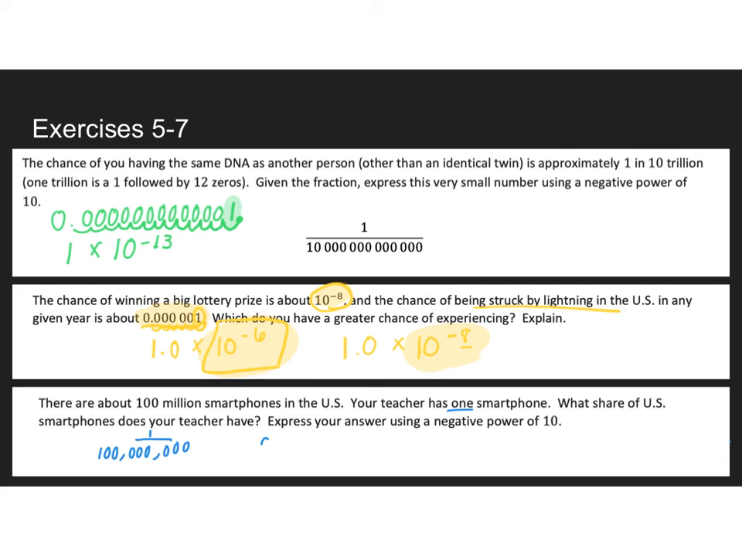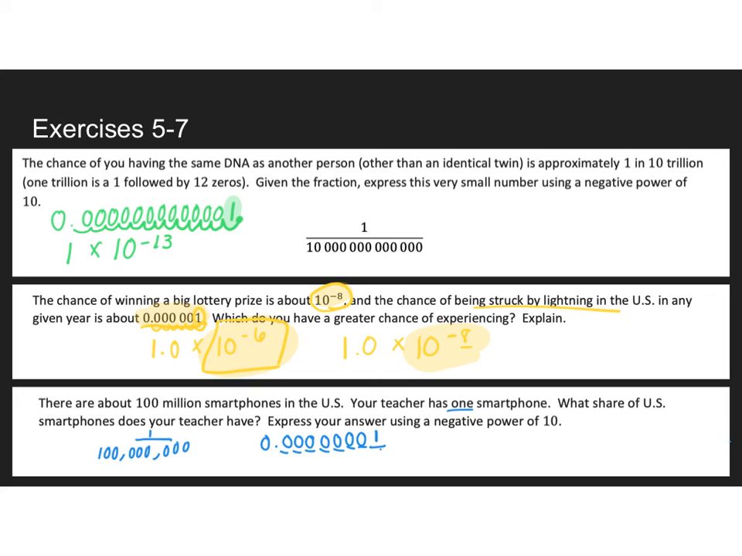So I'm going to make sure I go to the 100 millionths position. So this is my tenths, hundredths, thousandths, 10,000ths, 100,000ths, millionths, 10 millionths, 100 millionths. That's my 100 millionth position. And my teacher has 1 out of those 100 millionths. So that's 1 in the 100 millionths position. So this is my decimal. Again, I got that by doing, this is my tenths, hundredths, thousandths, 10,000ths, 100,000ths, millionths, 10 millionths, 100 millionths.